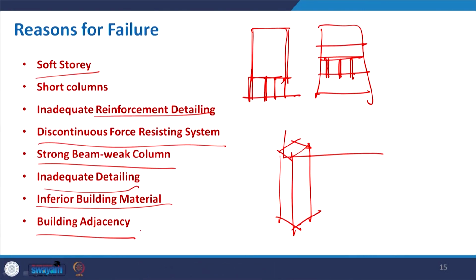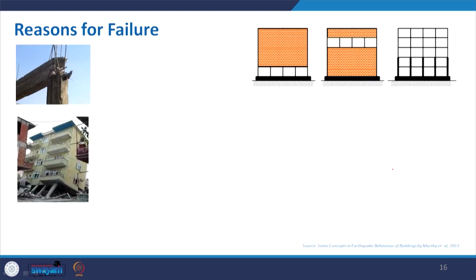Then building adjacency is another one, where you have two buildings with a very minimal gap between each other. Maybe this building is strong enough, but it is hitting the other building in very close proximity, and that may cause damage. Now coming to describe the same things: here you can see that very minimal reinforcement was given, and here you can see the failure due to the soft story. Here your building may have an infill, and these are very weak columns that are placed, and it creates the soft story, and then that may be vulnerable.